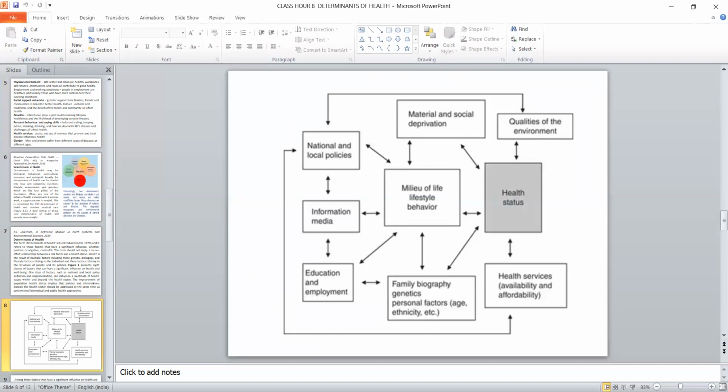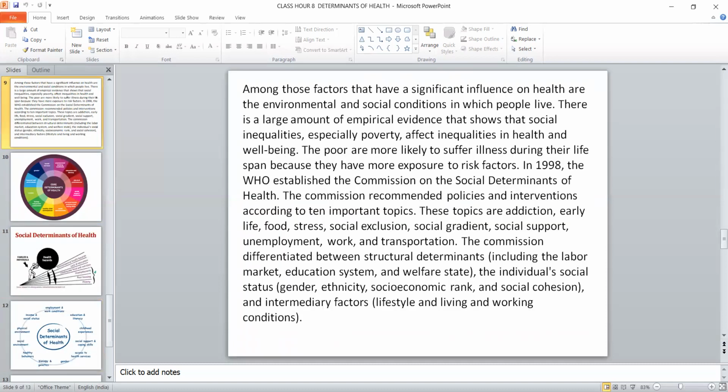What type of information media is available? That is, literacy level also plays a dominant role. Then the fourth factor is education and employment. The last factor is the family biography, genetics. What I mean is the demographical factors. These seven factors may improve your lifestyle, which in turn will improve your health status. This flow chart is very clear, and the statements given by Lawrence are really appreciable.